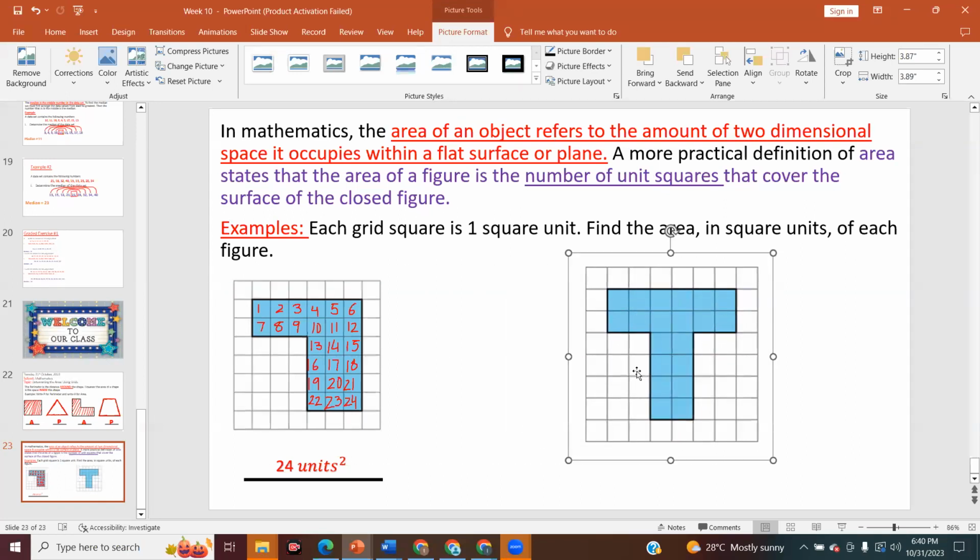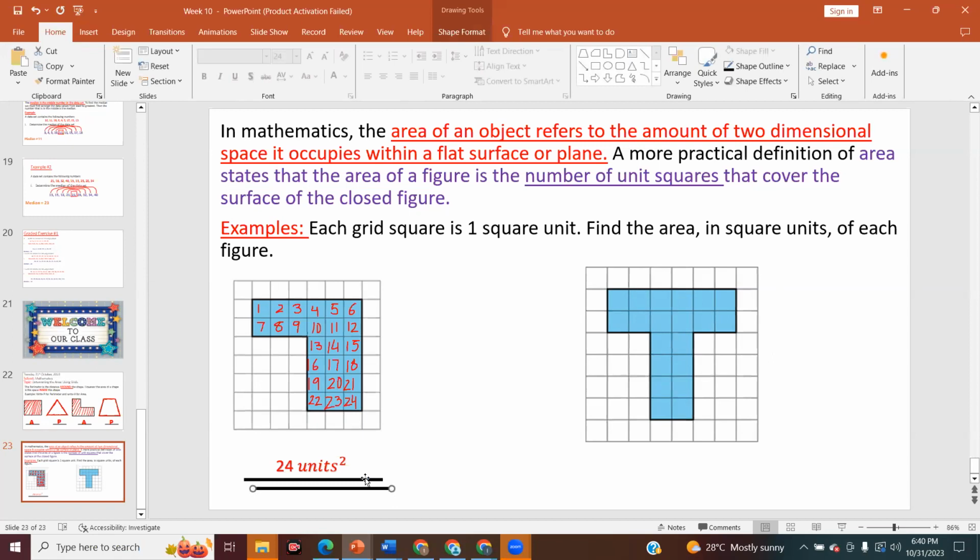I want you to put your answers inside the chat. What is going to be the area of this shape in square units? What's going to be the area of this shape in square units? Okay? Put your answers inside the chat, please. This is example 2.